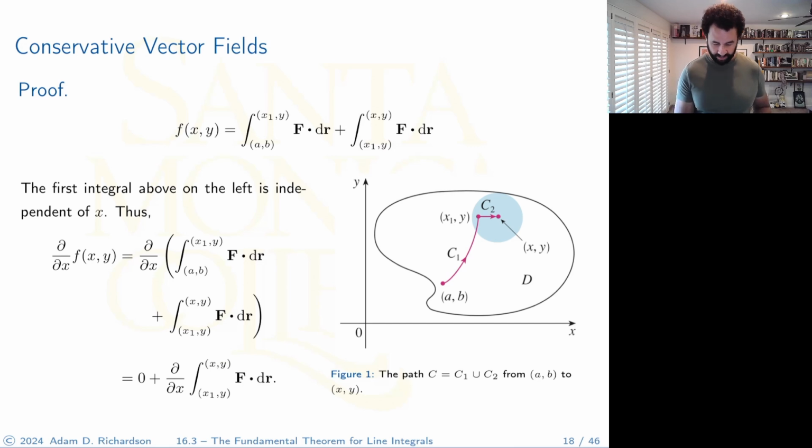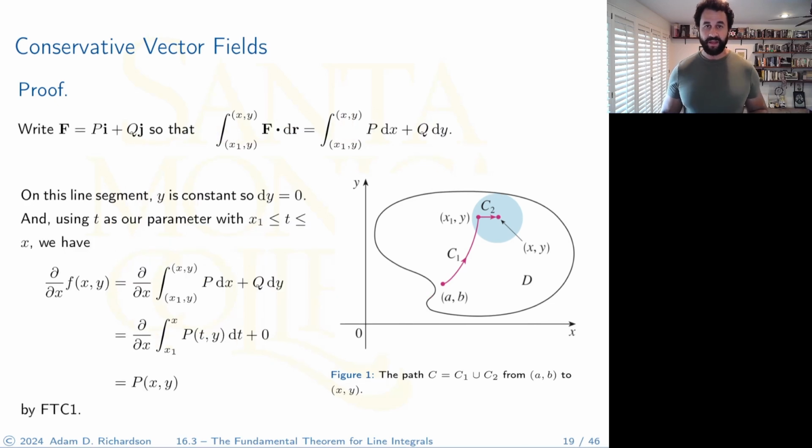So let's go through that. We're going to compute the partial derivative of little f with respect to x. So we're doing the partial derivative of this sum of integrals. Now, the partial derivative of this integral with respect to x is 0 because it doesn't depend on x. It's a constant with respect to x, right? And then what we're left with is the partial derivative with respect to x of the second integral right there. Okay, so I hope that makes sense. If it doesn't, please do ask questions in class and I will be happy to go back through the proof.